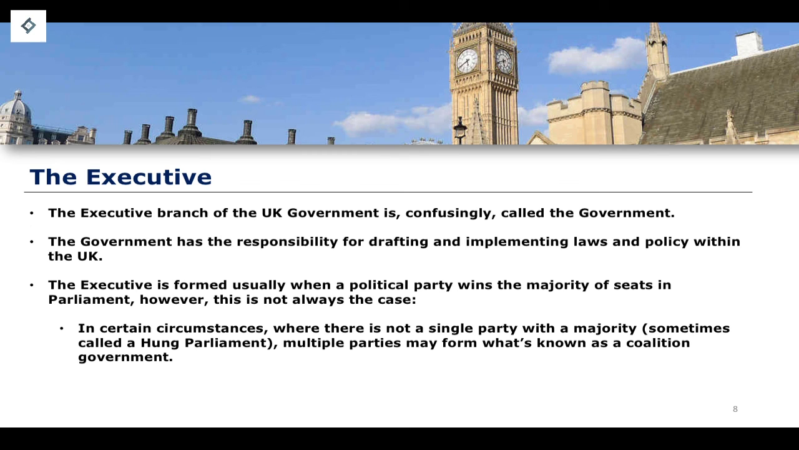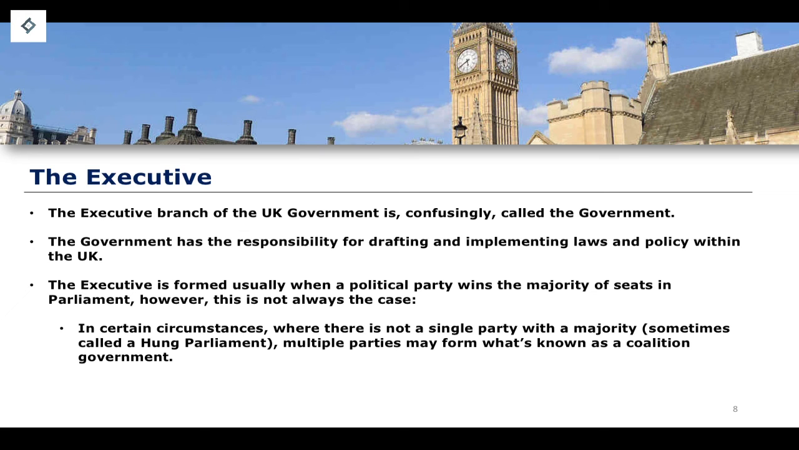This isn't always the case. Of course, you have circumstances where there is not a single party with a majority. This is sometimes known as a hung parliament. The result of this is that when you have multiple different parties all vying for power, and you don't just have a dual party system, then it is more likely that you're going to have hung parliaments and no single majority.